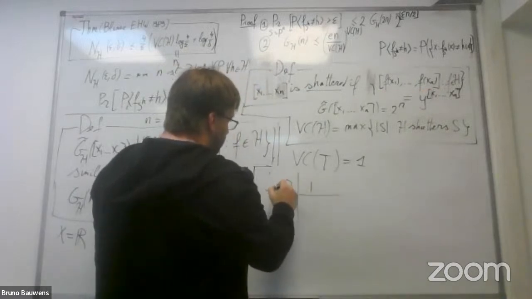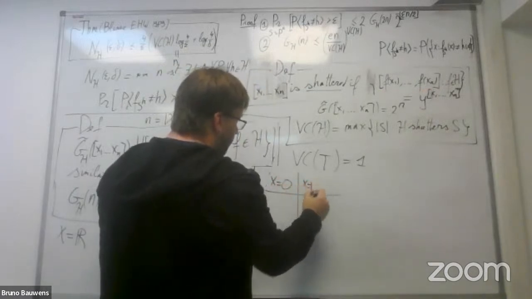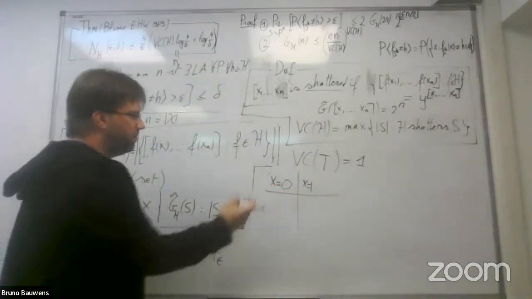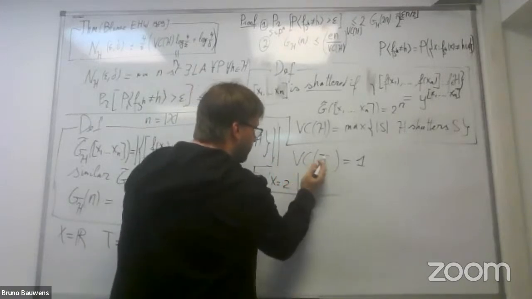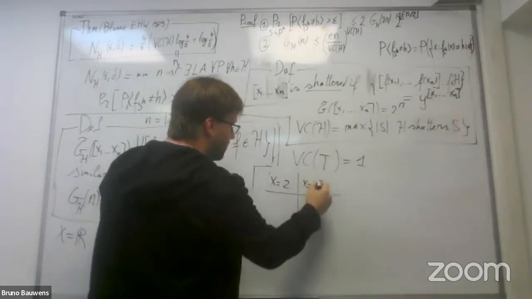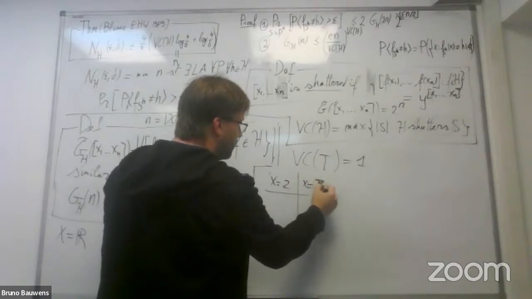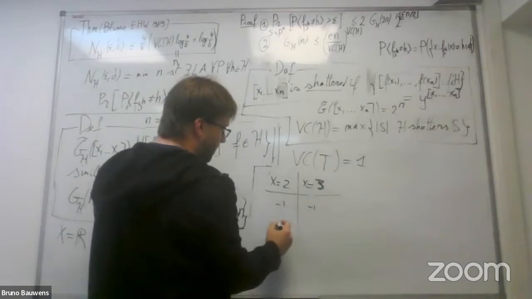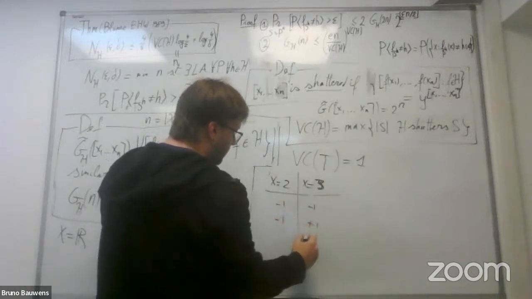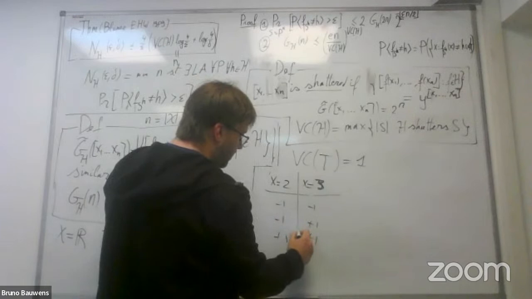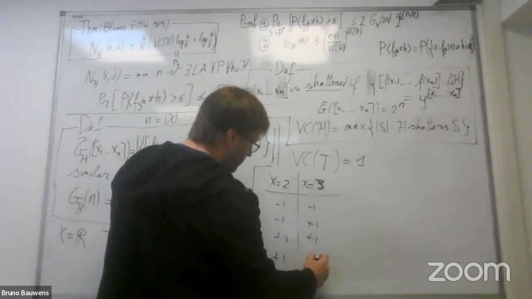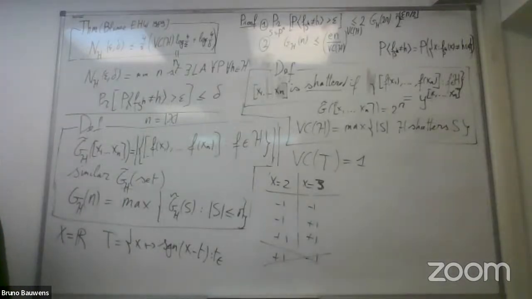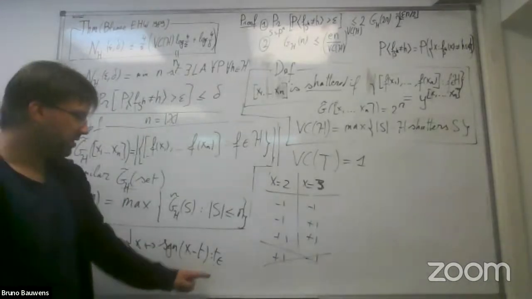So if we have points 0 and 1 as the input x, let's use 2 and 3, do not confuse them with labels. We cannot get all dichotomies. We can get -1, -1. We can get -1, +1, we can get +1 and +1, but we cannot get +1, -1, because those first are negative. Yeah. So that's threshold classifiers.